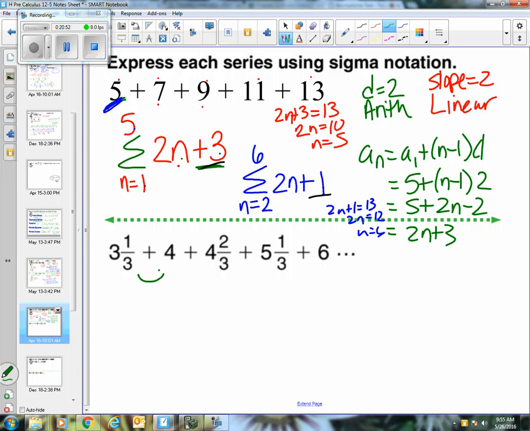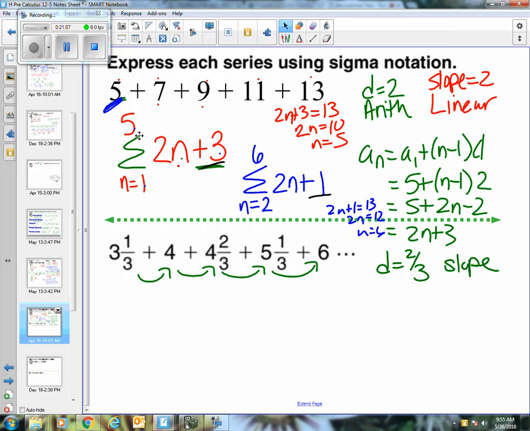When people look at this one, they really freak out. They think, oh my gosh, what's going on? There's these fractions. It can't possibly be arithmetic. But you know what? It is. What do you do to get from one term to the next? You're adding 2/3. So my slope of that equation is going to be 2/3. It's arithmetic. It is linear.